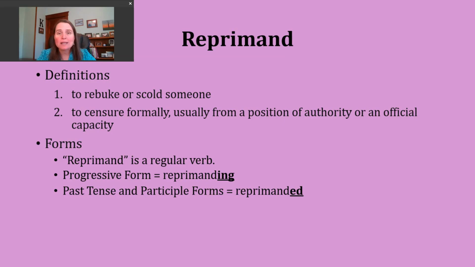If you want to make the progressive form of this verb, all you need to do is add ing, and that forms reprimanding. The past tense and the participle form of our verb can be made by just adding ed. Our base verb, reprimand, ends in a voiced D sound. This means our ed ending is going to make an id sound. So we'll be adding an extra syllable to the verb when we say it. The past tense and the participle form of the verb should sound like this: reprimanded, reprimanded.